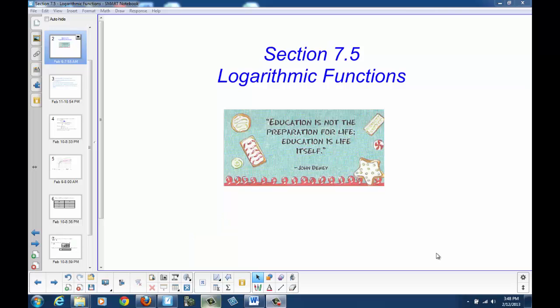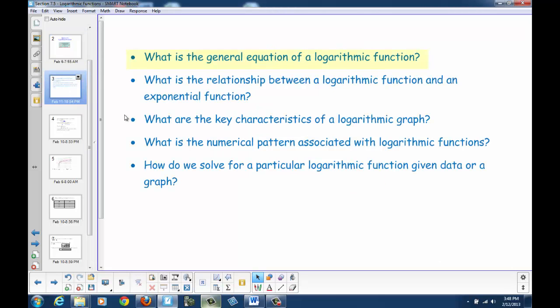Welcome to section 7.5, Logarithmic Functions. At the end of this section, you should be able to answer these questions. What is the general equation of a logarithmic function? What is the relationship between a logarithmic function and an exponential function? What are the key characteristics of a logarithmic graph?